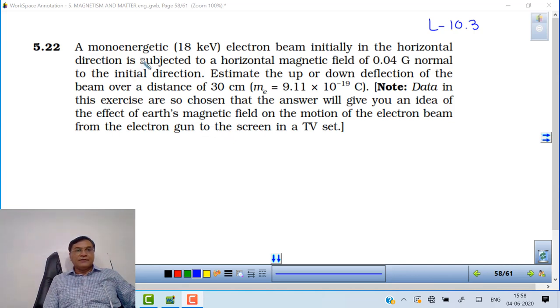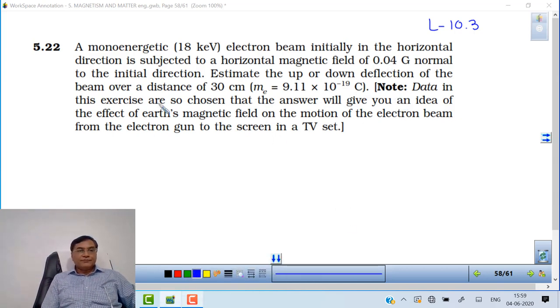So in this problem, you are given a mono-energetic electron beam with this energy, moving in a horizontal direction and subject to a horizontal magnetic field, 0.04 gauss, normal to the initial direction. Estimate the up or down deflection of the beam over a distance of 30 centimeter. The mass of the electron is given.